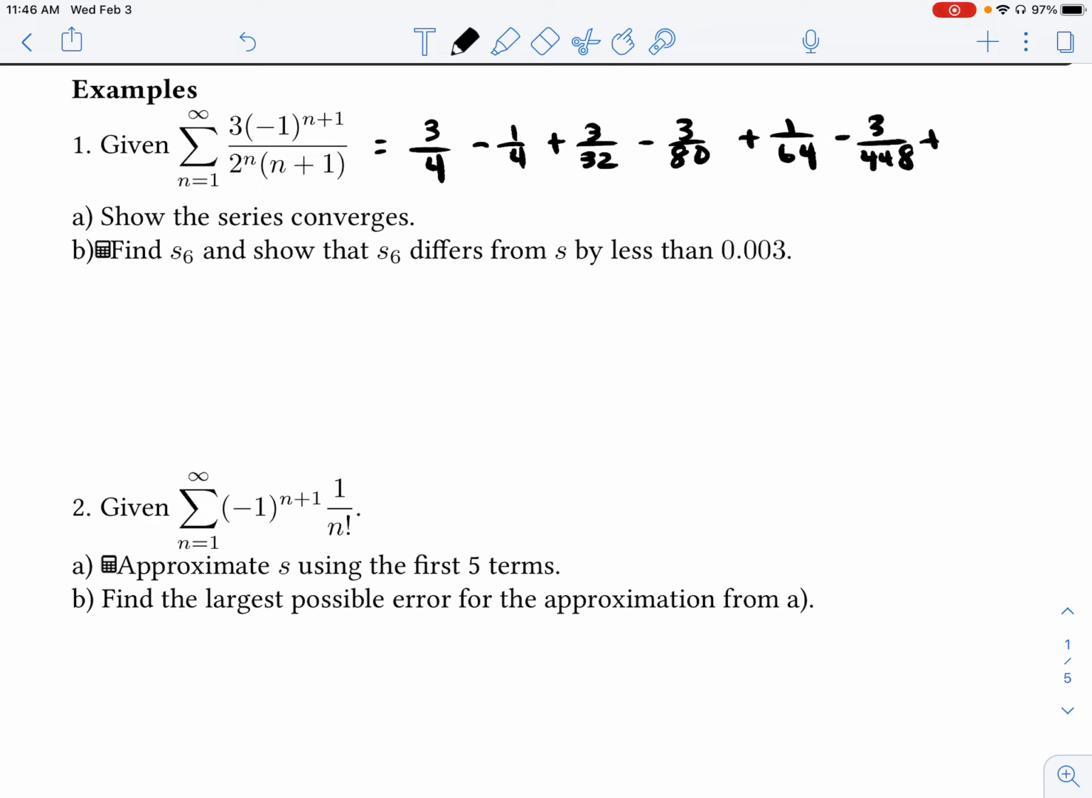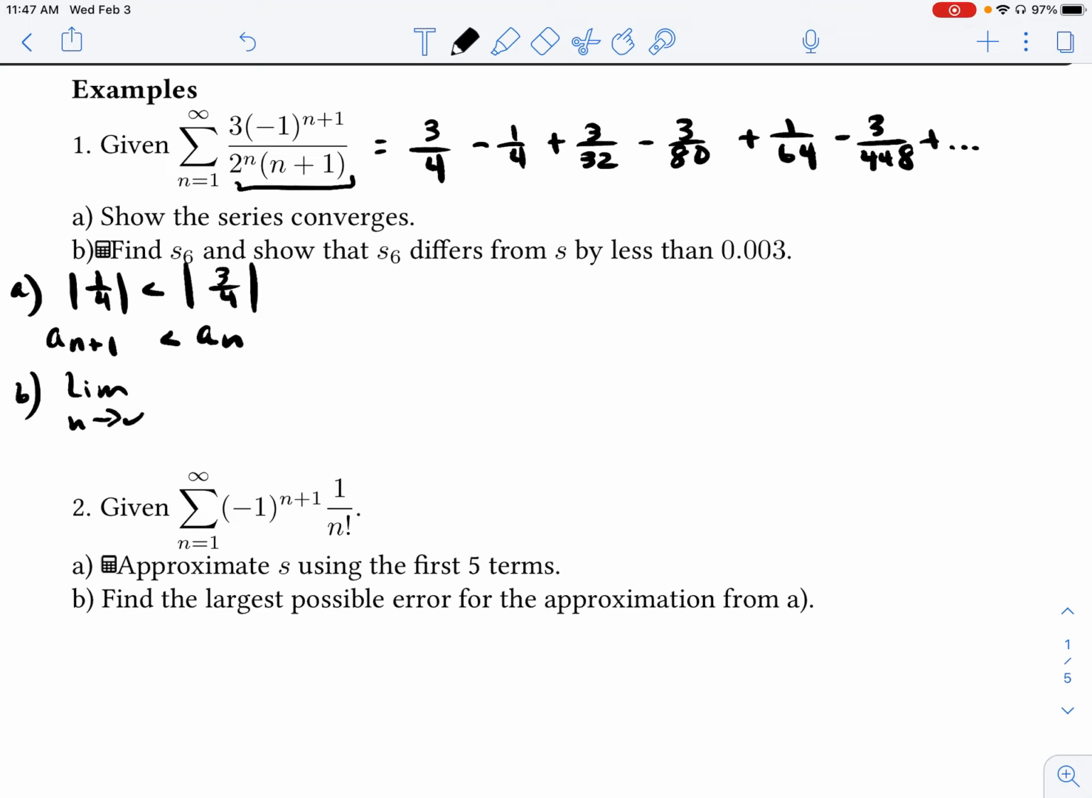Okay, now this is going to continue. I'm going to write dot, dot, dot in a second. The first step that I want to do is show that this series converges. So the first thing I can write is, look, the absolute value of 1 over 4 is less than the absolute value of 3/4. More specifically, a sub n plus 1 is less than a sub n. You can also do this by using the derivative to show that the derivative is negative. You could also just plug n into our a sub n rule and show algebraically that a sub n plus 1 must be less than a sub n. But this works as well, as long as we indicate that a sub n plus 1 is indeed less than a sub n.